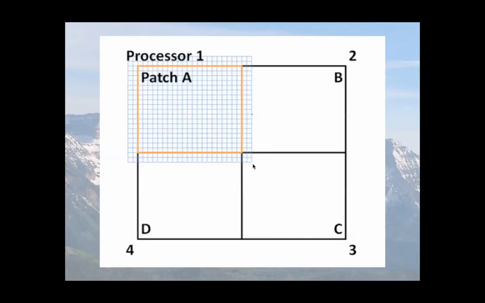And processor 1 only knows about this patch. When it needs to know something about a neighboring patch, for example, if we're discretizing, if we're looking at a spatial derivative, then we need to know something about neighbor cells. So some information is communicated across patches, but only along that boundary and only as needed. So in general, one patch should not know about another patch.